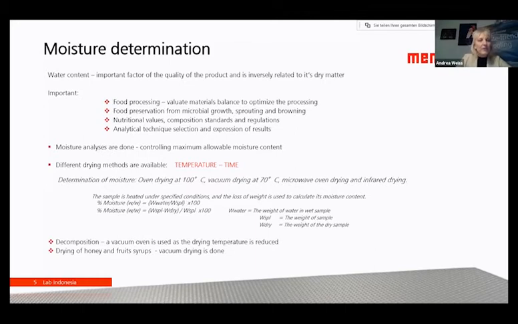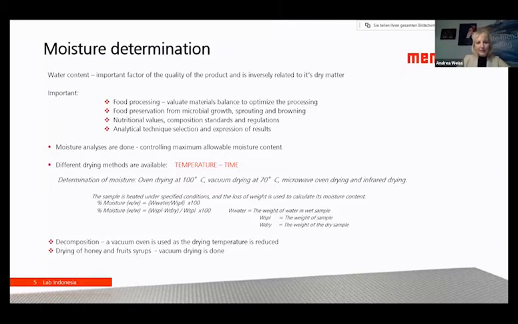So moisture determination, water content, is an important factor of the quality of the product, and it is inversely related to its dry matter. Important for food processing, food preservation, nutritional values, composition standards and regulation, analytical technique selection and expression of results, which means also when we consider the method, finding out which is the best way for doing the drying process.